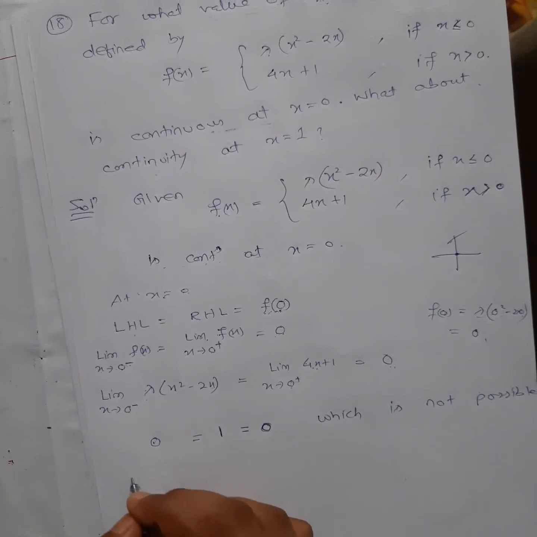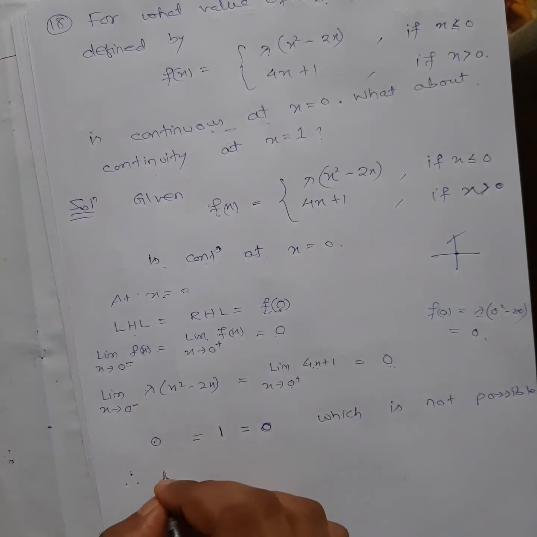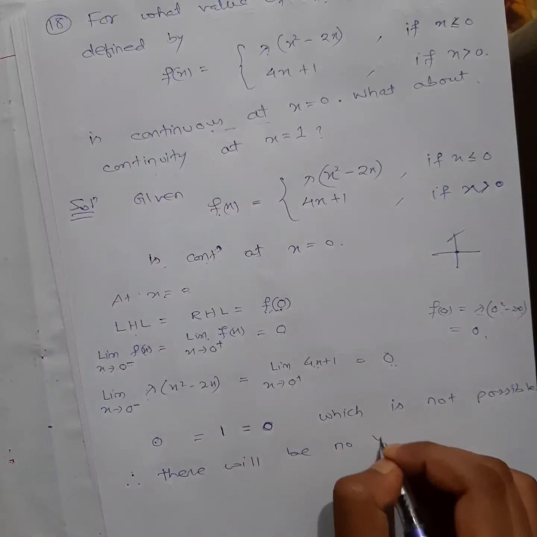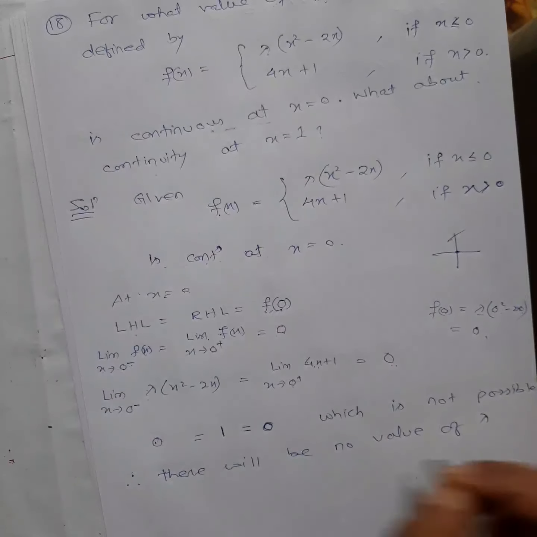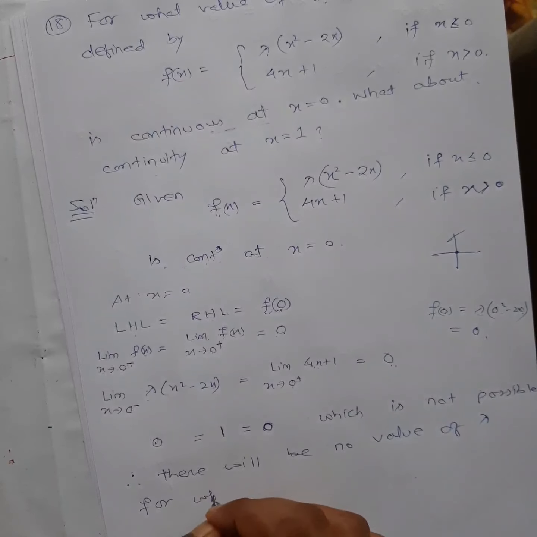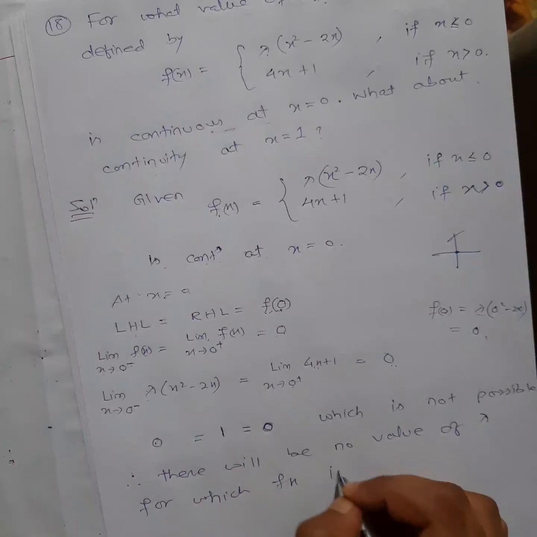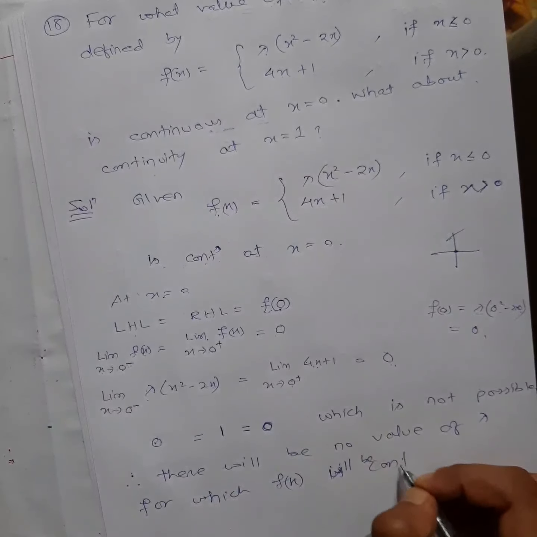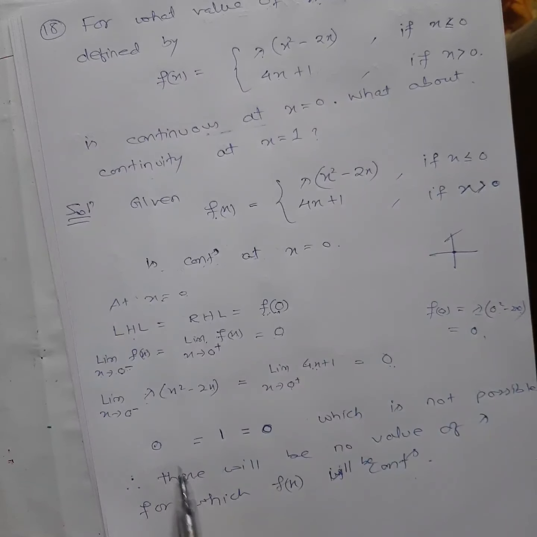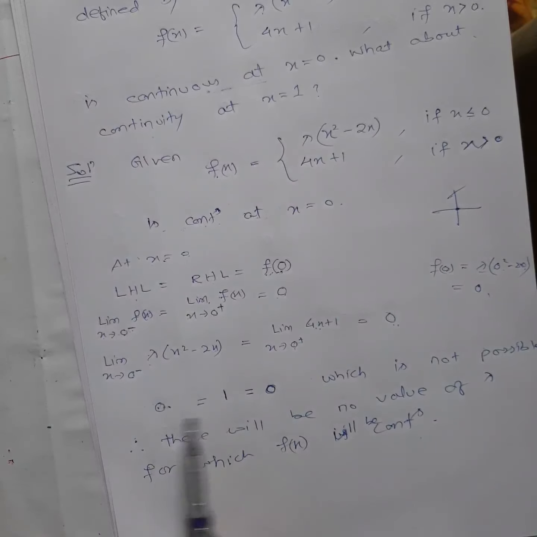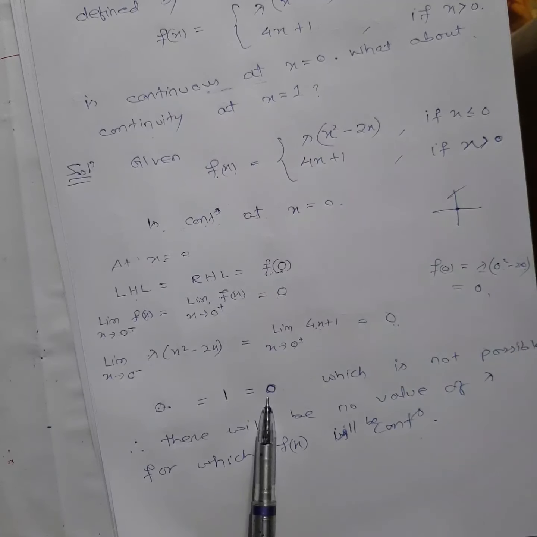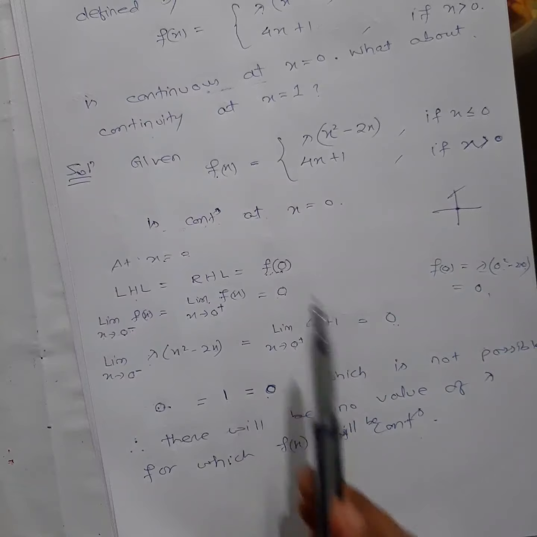So how will we write down the conclusion? Therefore, there will be no value of lambda for which f(x) will be continuous, because it's not possible to find lambda when your equation is not correct. This equation is not possible. You can see 0 cannot be equal to 1, right? This is your left hand limit, this is your right hand limit, this is your f of 0, and they are not equal, so obviously they are not continuous at all.